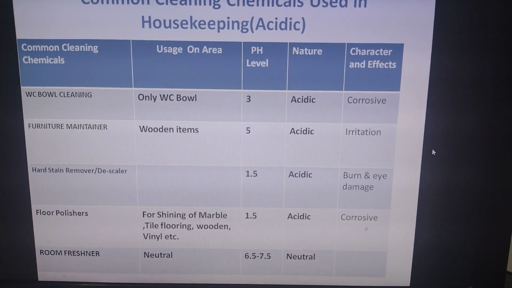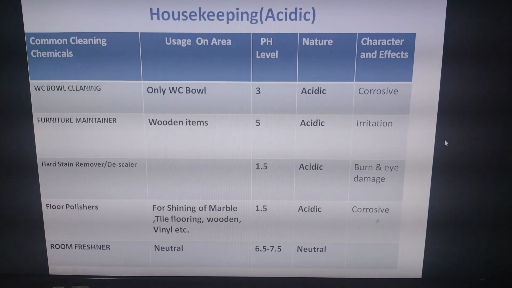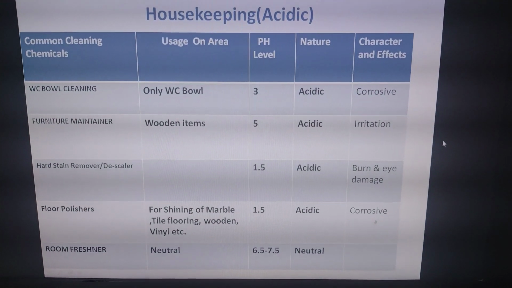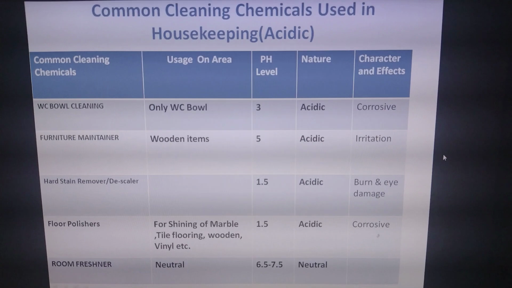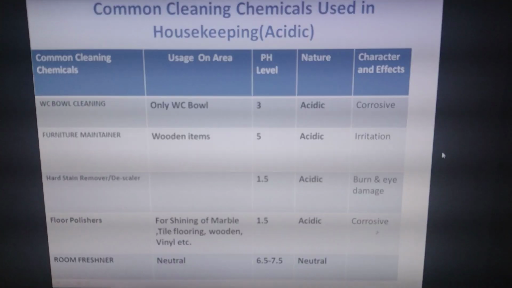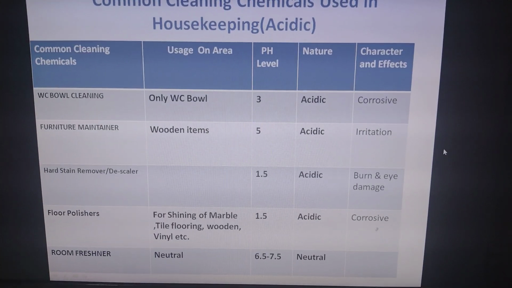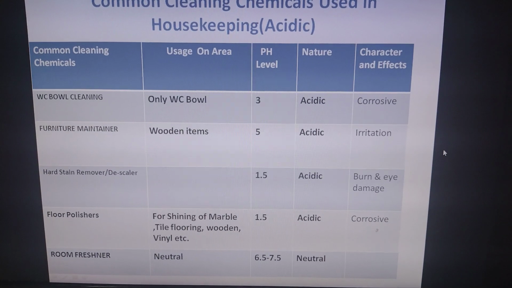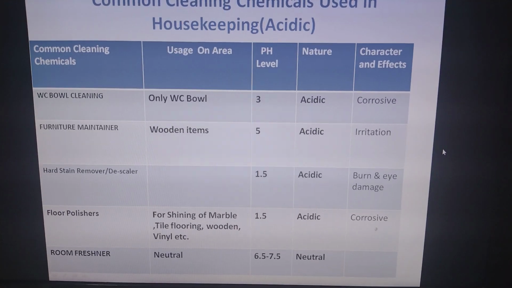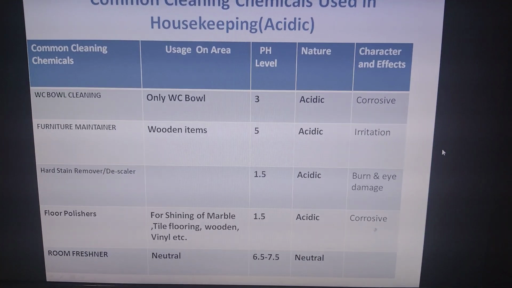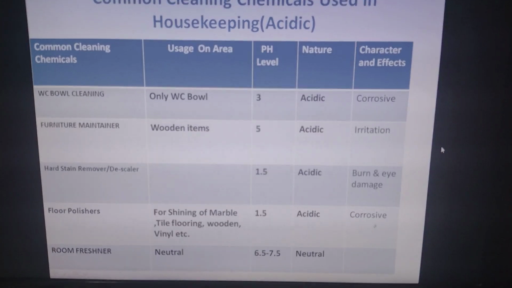Hard stain remover, descaler, which is an important part, is used in removal of dust and heavy scaling from the taps and other fixtures and fittings. The acidic level is higher here. The pH level is 1.5, so this is more acidic and can cause burns and eye damage. So gloves, mask, cap and goggles are recommended while cleaning. Floor polisher usually has a 1.5 to 2 pH level, acidic in nature. Room freshener is a neutral chemical.